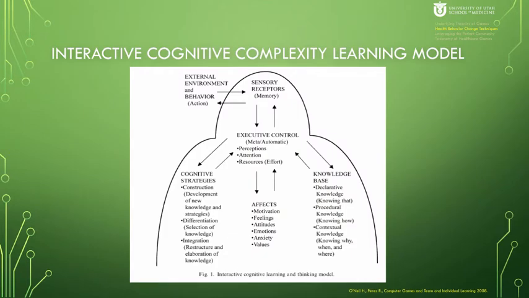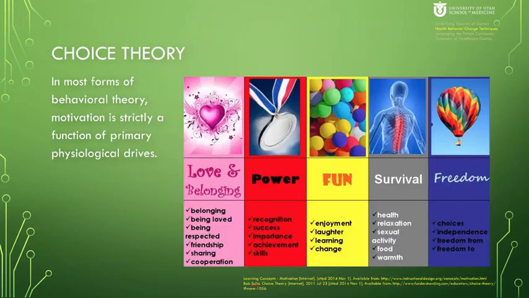The Interactive Computing Complexity Learning Model is an interactive information processing learning model that views the learning as the result of complex and non-linear interactions of variables internal and external to the cognitive system of a learner. Notice that the affected component of the model includes motivational variables in addition to attitudes, emotions, and self-efficacy. Now, let's dive into some of the theories behind motivation.